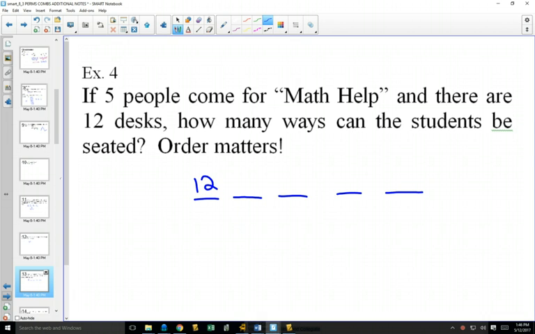12, okay? Student 2 comes in, right? I don't know if you've ever come in for math help. It gets very awkward if the second person comes in and sits on the lap of the first person. So usually they don't choose the same desk. So then we have 11, then 10, then 9, then 8. And this is the same as 12P5. 5 spaces starting with the number 12.